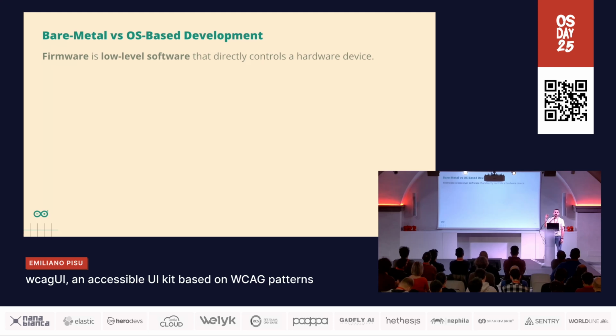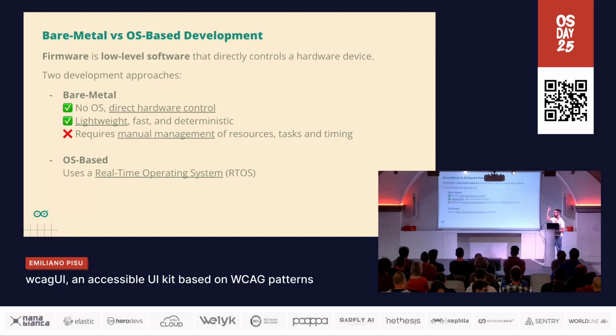You can program a microcontroller in two ways, with two approaches. The first approach is called bare metal. In a bare metal approach, you don't have an operating system. You directly control the hardware, the registers, so you write the bits. This approach is lightweight, fast and deterministic because you control the hardware directly. But it's complex because it requires manual management of resources, tasks and timing.